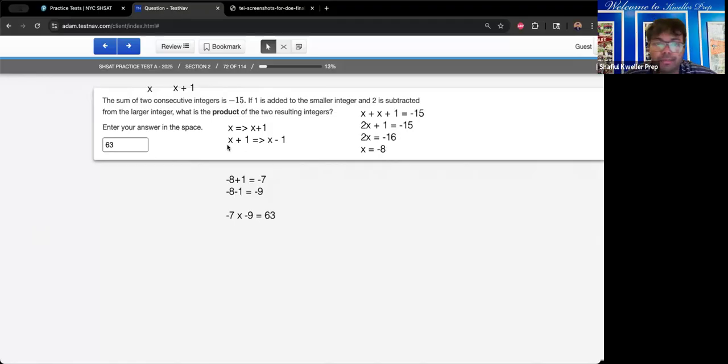Someone says, isn't it subtracted by 2? Yes, it is. But it says this 2 is subtracted from the larger integer. The larger integer is x plus 1. X plus 1 minus 2 is x minus 1. So how did I get from x to the product?